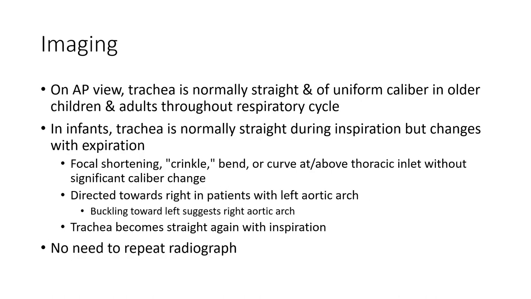In the imaging for expiratory buckling of the trachea, on the AP view, the trachea is normally straight and of uniform caliber in all children and adults throughout the respiratory cycle. In infants, the trachea is normally straight during inspiration but changes with expiration. Focal shortening, a crinkled band or curve just above the thoracic inlet without significant caliber change.